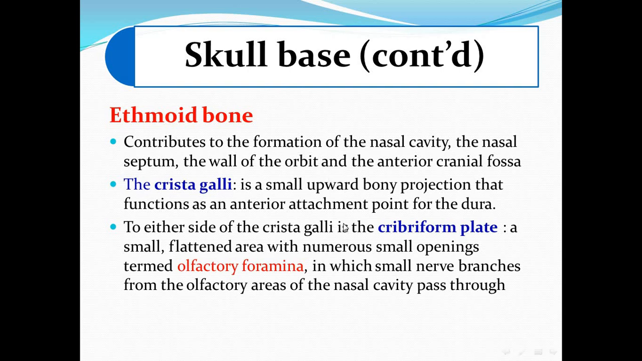To either side of the crista galli is the cribriform plate. The cribriform plate is a small flattened area with numerous small openings called the olfactory foramina. These openings are the passageway for small nerve branches of the olfactory nerve, which pass from this location within the skull base to the nasal cavity.